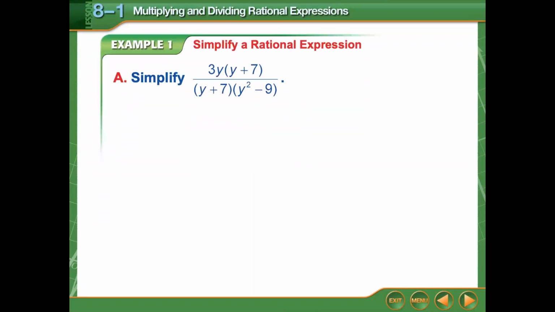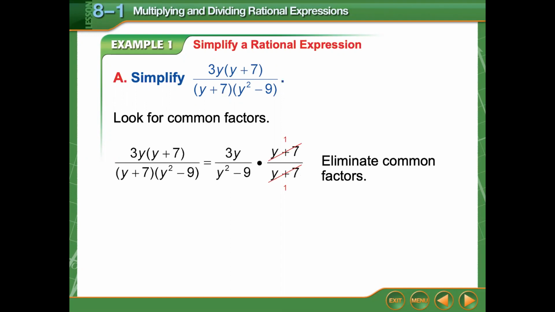Alright, so our first example is 3y times y plus 7 over y plus 7 times y squared minus 9. We're going to look for some common factors, so we're going to expand out what we have. We take our y squared minus 9 and our y plus 7, 3y. We put 3y over y squared minus 9. And notice that in our second pairing, both the top and bottom are y plus 7.